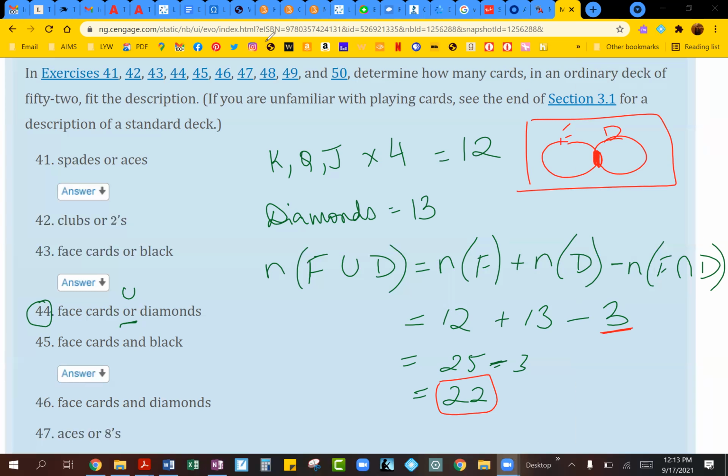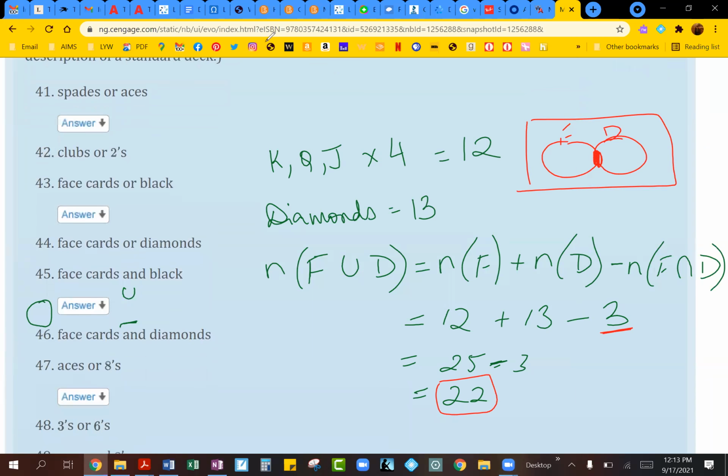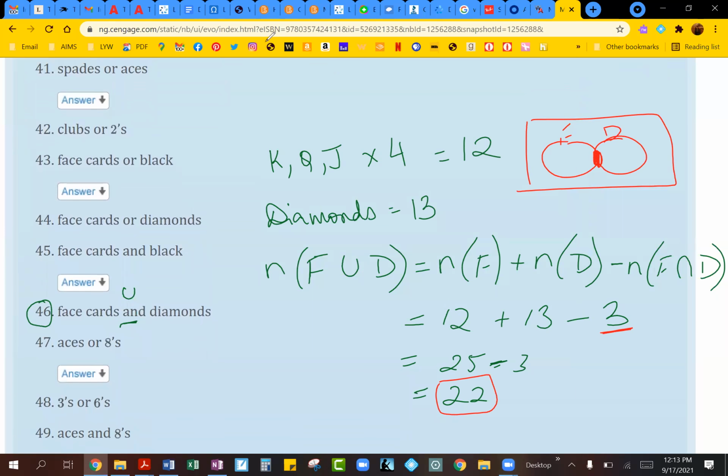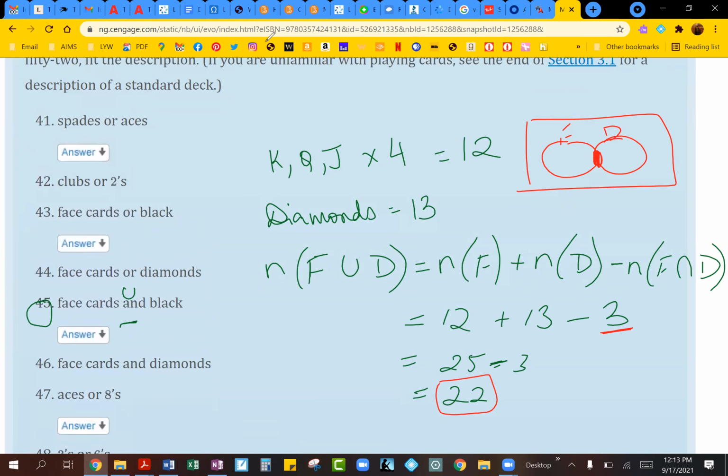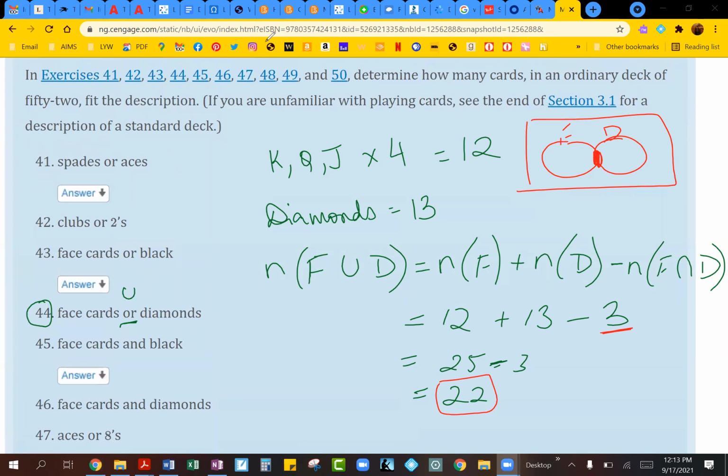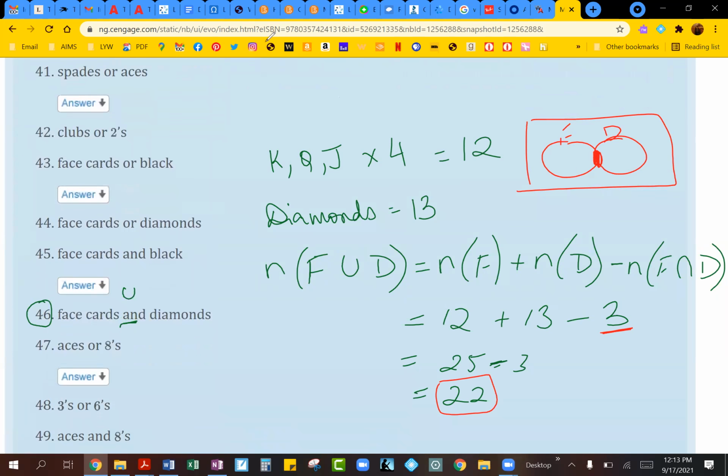All righty, very nice. So since we are on the subject of face cards and diamonds, you will see on number 46, and let me move this slightly up over here. So you can see where they're talking about face cards and diamonds, this is where they are talking about the intersection. You know what? Let me just save this before I make any changes. So this is now going to be talking about the intersection.